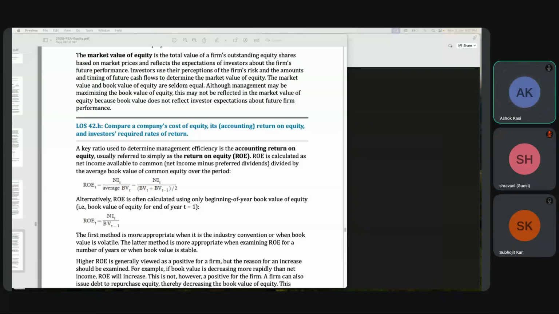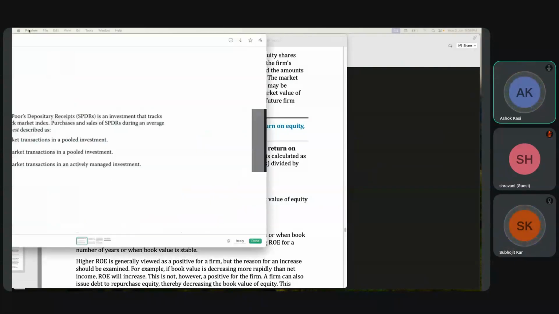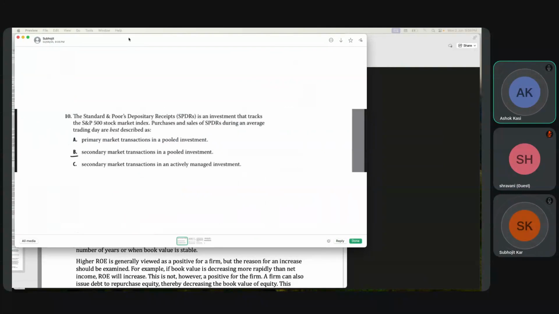Okay, then let's solve these questions one by one. First one, always keep the answers handy with you, in case you go wrong. First we will try. You can see the screen, right?